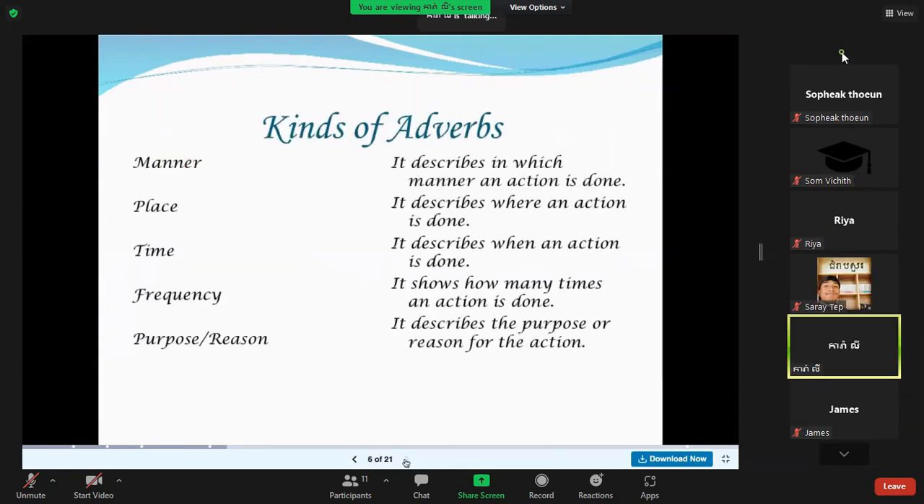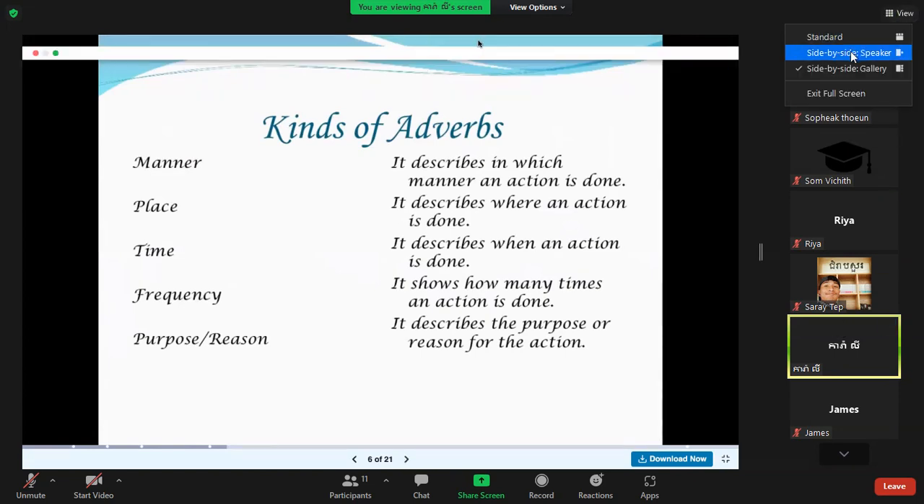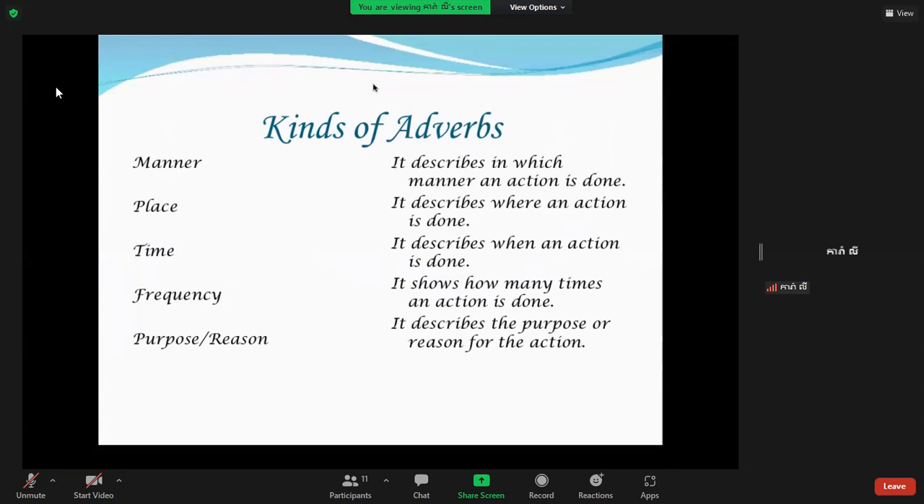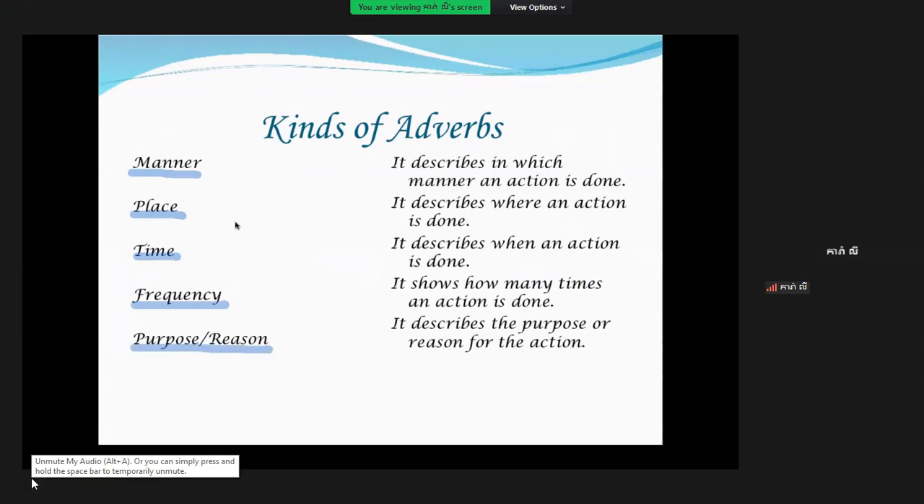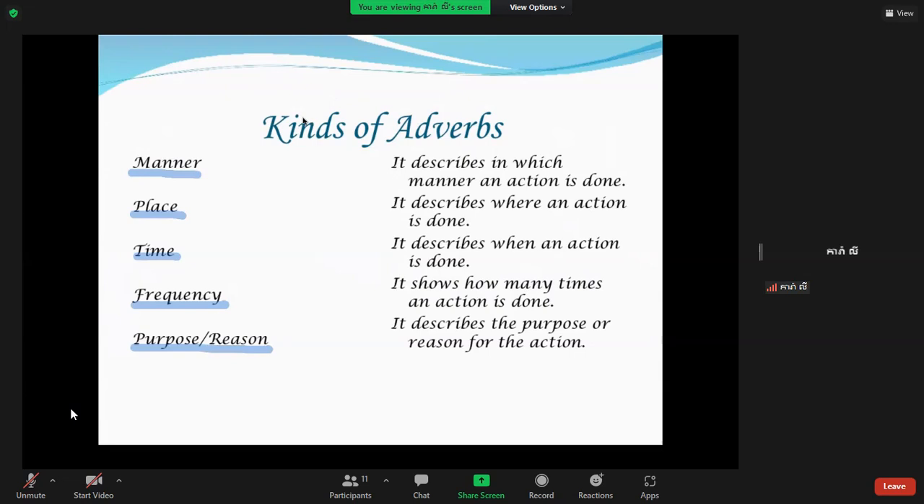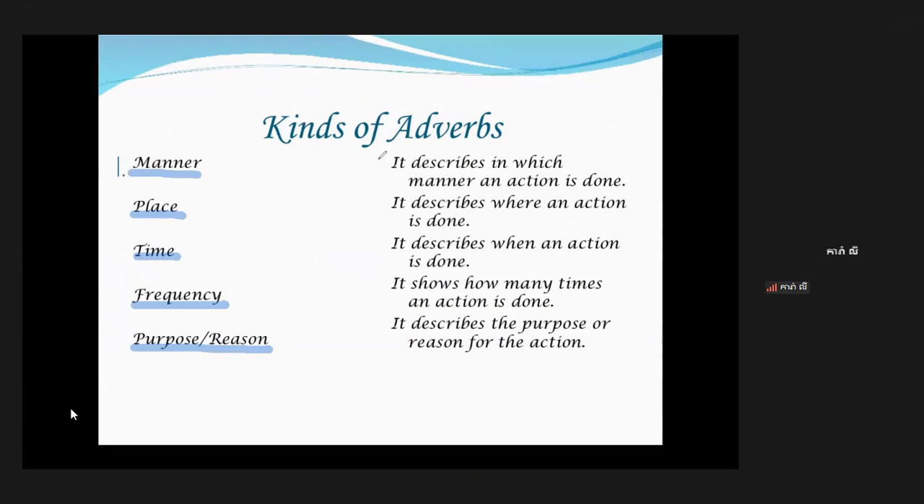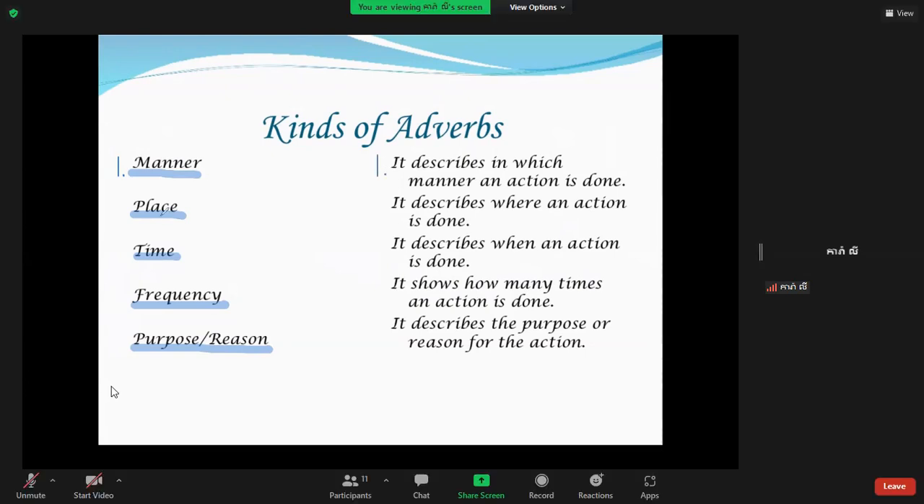Here we go. So we have different kinds of adverbs, all right? I would like 5 people to volunteer to read these. So we have 1, 2, 3, 4, 5. I would like for some new people to participate so it's not the same people all the time. So can someone volunteer to read number 1? Yep, can I? Thank you. Yep, go ahead.